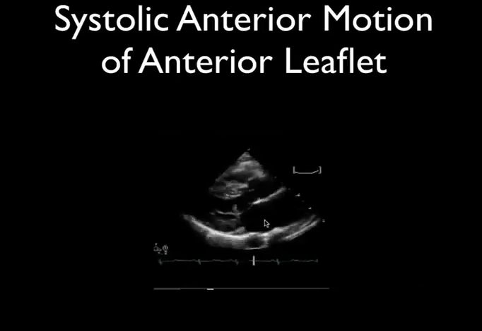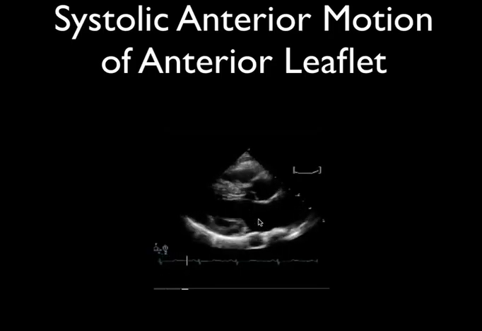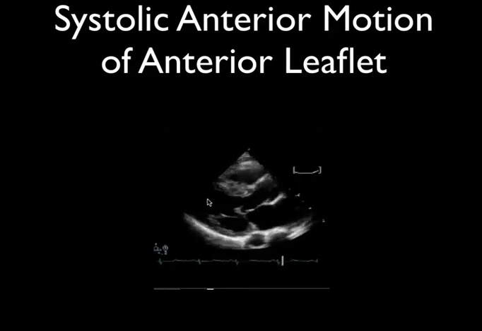And this is an interesting ultrasound of what can happen. This is called SAM, or systolic anterior motion of the anterior or septal leaflet of the mitral valve. So remember, this is the left atrium, this is the left ventricle, this is the aortic outflow tract.